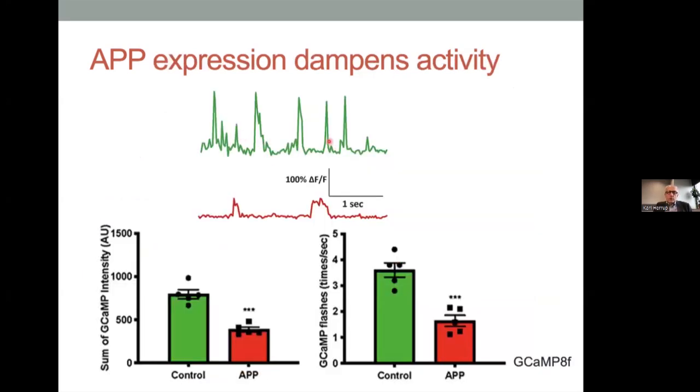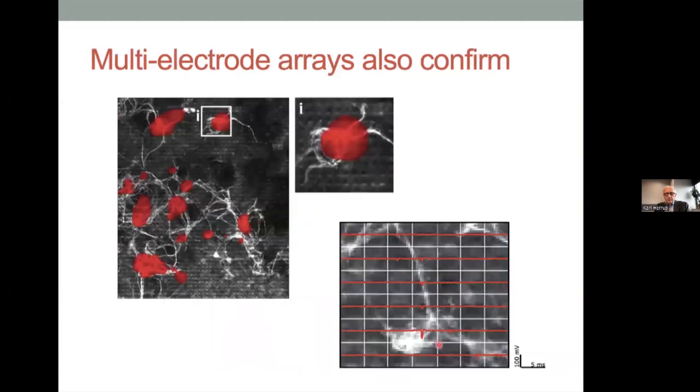And that association and that invasion of the initial segment has the expected effect on activity. So this is GCaMP that has been transfected into neurons, and here it's been transfected along with APP, and you can see that the spontaneous activity is dramatically reduced, both in terms of the intensity and also in terms of the frequency.